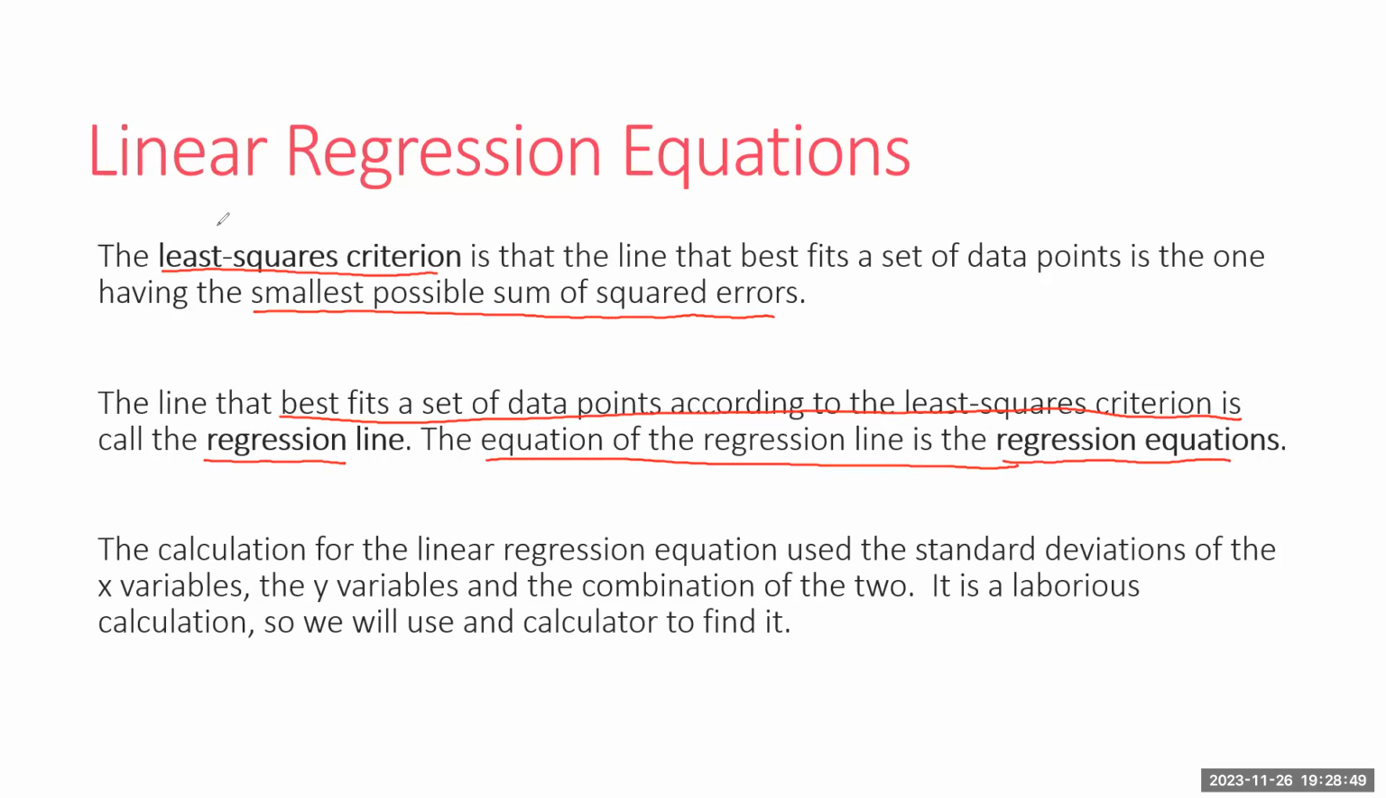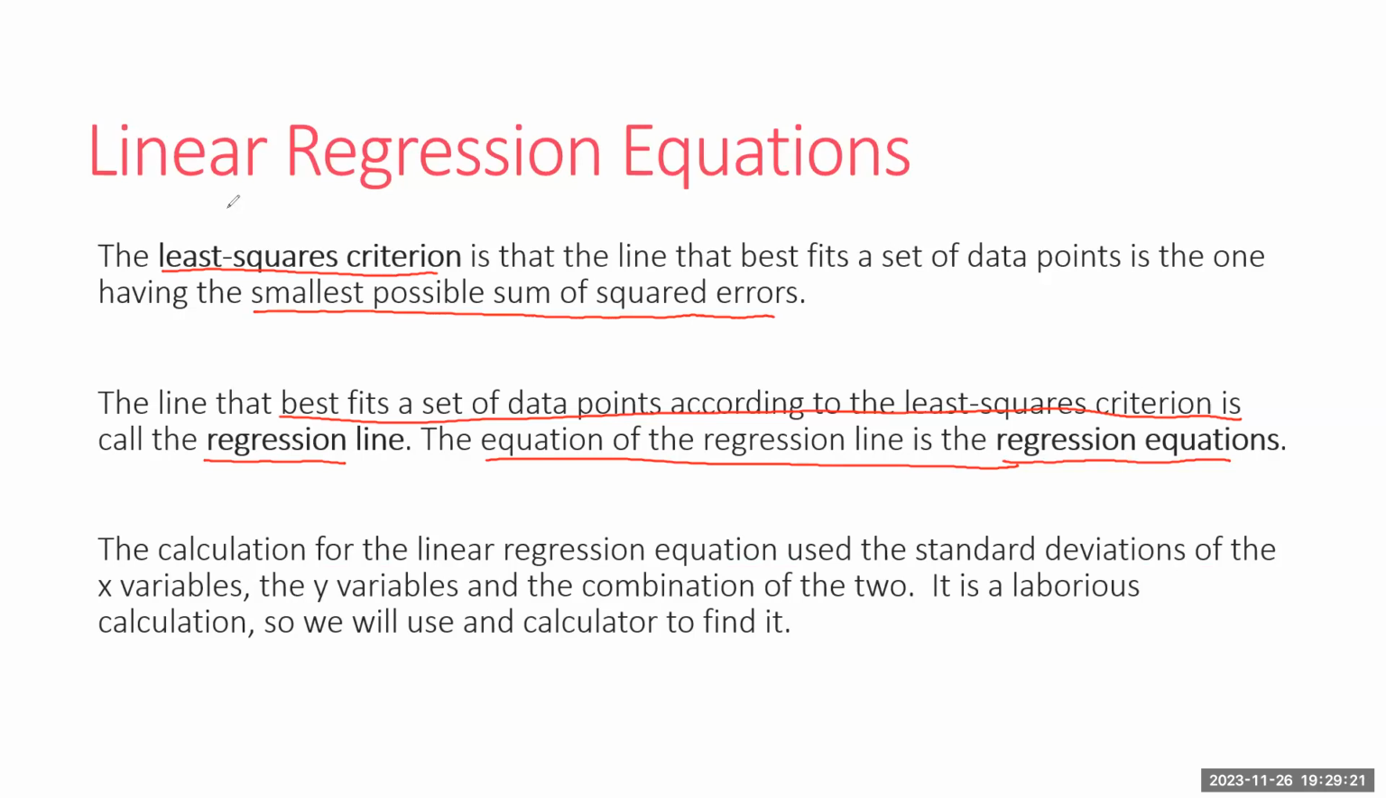The equation for the linear regression equation uses standard deviations of your x variables and your y variables. So it's the distance between changes in x's, changes in y's, and then a combination of the two. It's a difference between your x, y together to another x, y. So it's like comparing the points sort of diagonally.